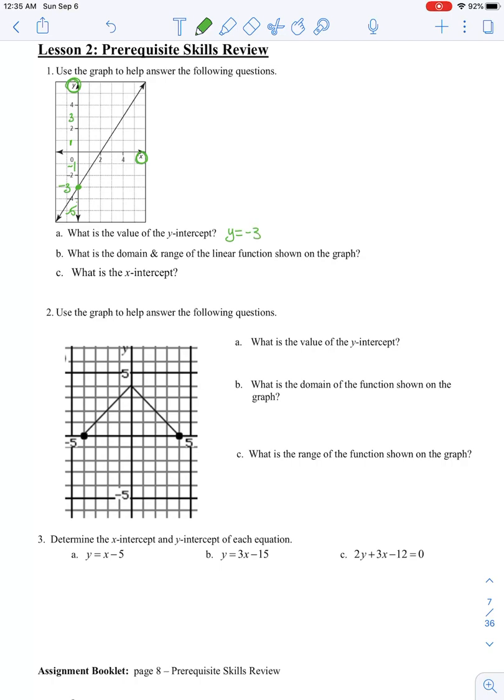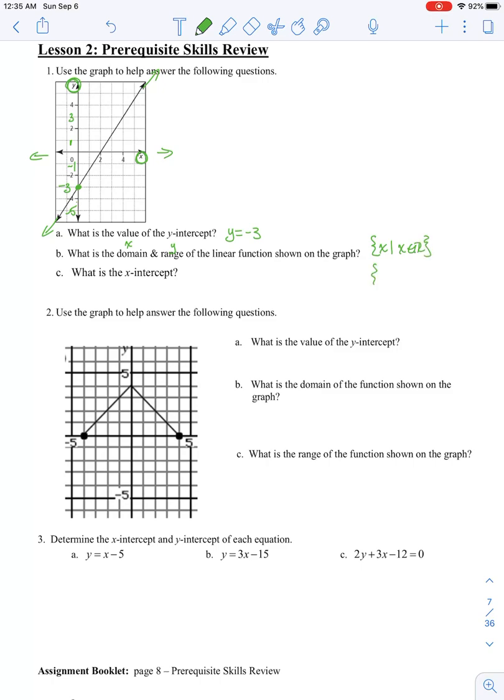And then it asks for what is the domain and range of the linear function shown on the graph. So the domain would be the set of all real numbers. Our x values never stop to the right and they never stop to the left. If we're thinking about the left-rightness of the graph, that's our domain. The domain is the x values and the range is the set of all y values. So our domain, we would say the set of all x such that x is all real numbers.